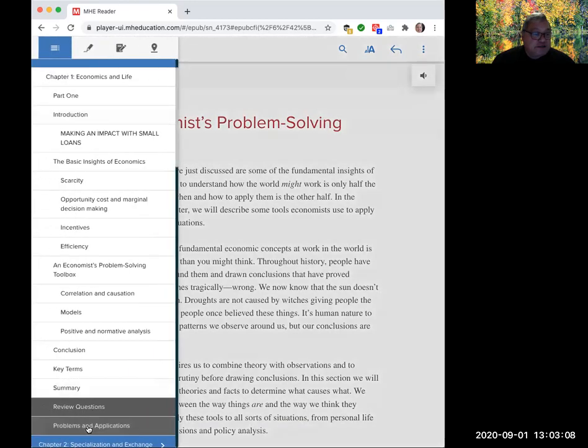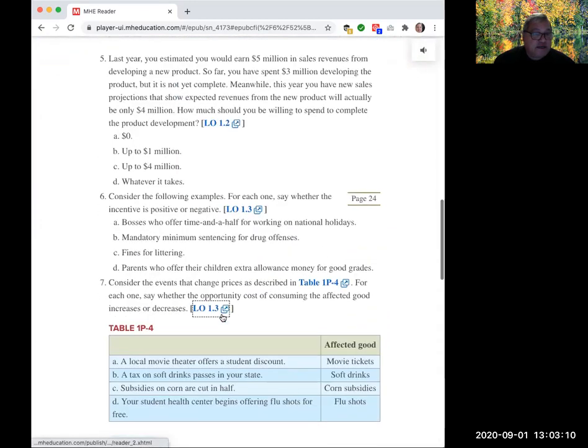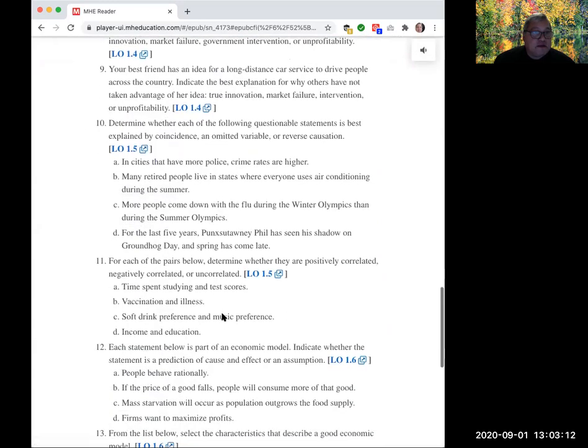So if we go back to the problems and we look at them, determine whether each of the following questionable statements is best explained by coincidence, some hidden factor, or reverse causation.